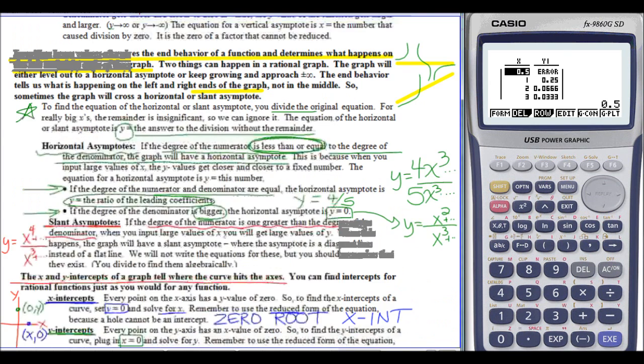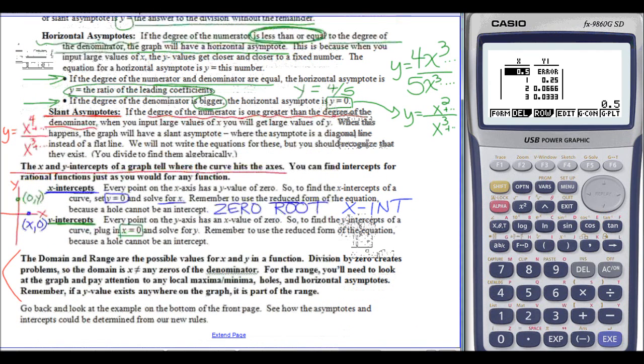On the notes, down at the bottom here, it talked about domain and range. It says the domain and range are the possible values of x and y in a function. Division by 0 creates problems, so the domain is always x is not equal to any zeros of the denominator. That included both the holes and the vertical asymptotes. X couldn't be equal to either of those values.